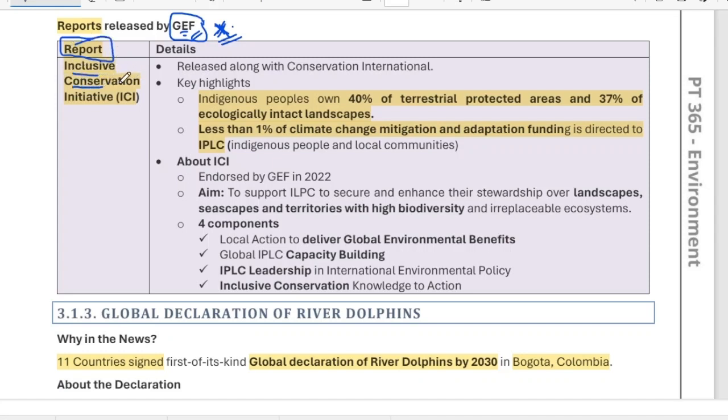What is the name of the report? Inclusive Conservation Initiative, ICI report. Okay, this has been released along with the convention international. Okay, what are the highlights?